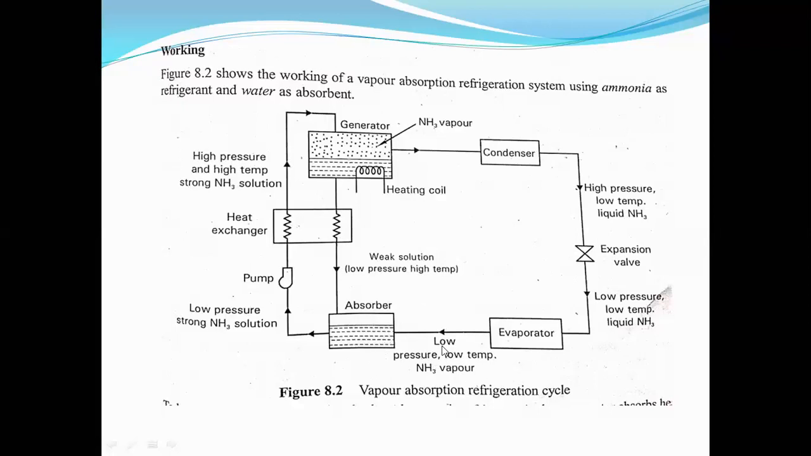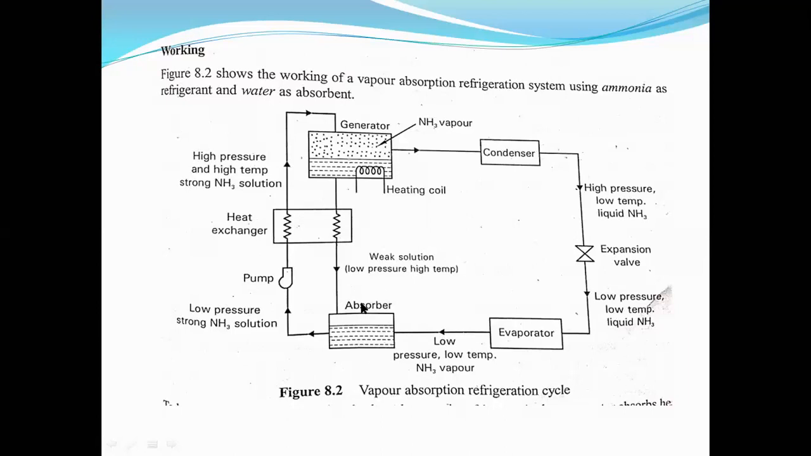Remember, here we have the weak solution initially. When the low pressure, low temperature ammonia vapor enters into the absorber, the weak ammonia solution becomes the strong solution. Next, what is the condition of ammonia after passing through the absorber? Low pressure, low temperature, strong ammonia solution. Here, it was low pressure, low temperature, weak ammonia solution, which is in vapor form only.